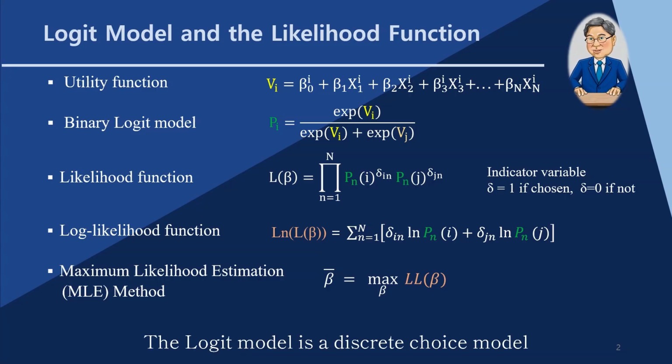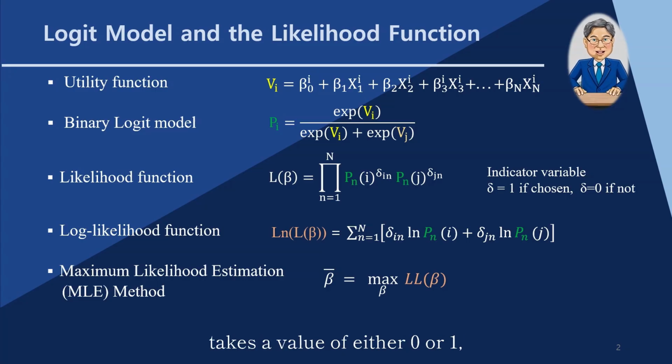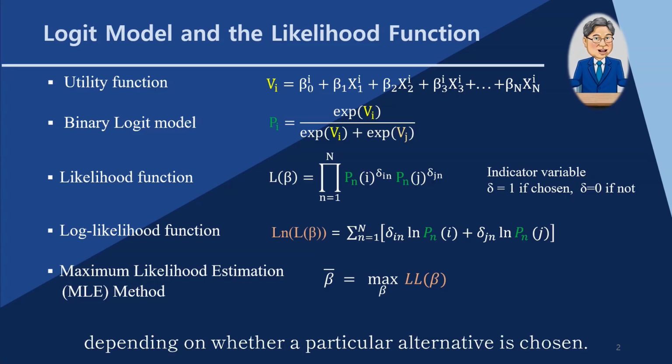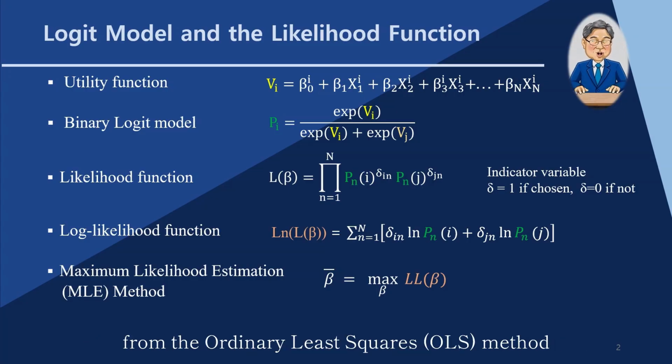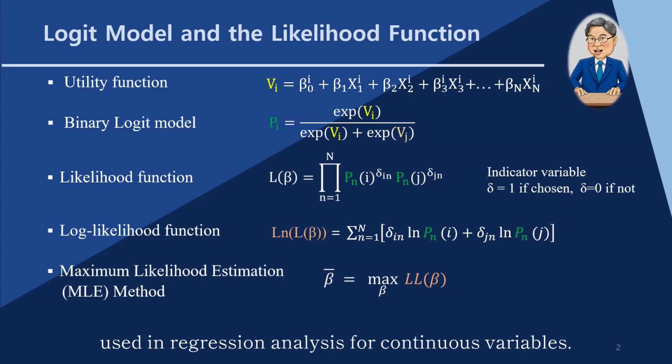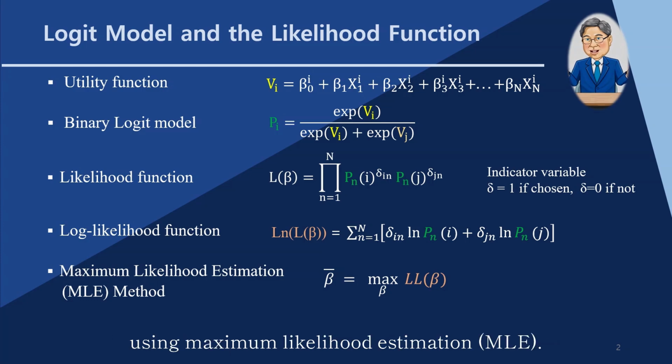The Logit model is a discrete choice model in which the dependent variable takes a value of either 0 or 1 depending on whether a particular alternative is chosen. Therefore, it requires a different estimation method from the ordinary least squares method used in regression analysis for continuous variables. Instead, the Logit model estimates coefficient values using maximum likelihood estimation.